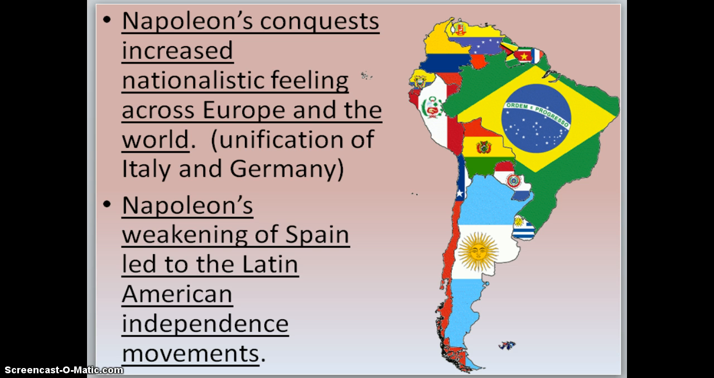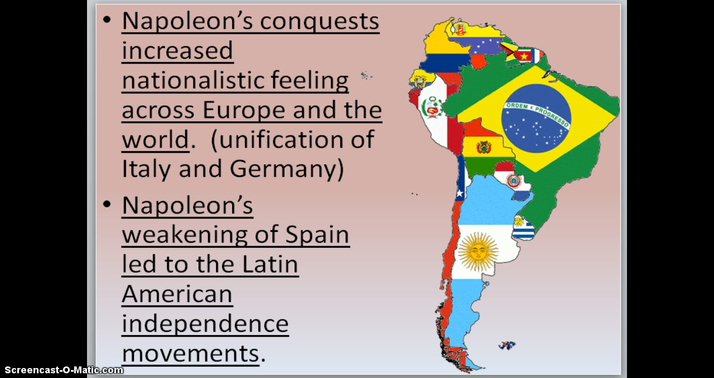One of the big effects was the nationalistic feelings that spread across the Atlantic Ocean into Latin America, South America, the Caribbean, because now these countries that had been ruled by their Spanish, French, and other European countries were saying, no, we want to be independent, we want to be the country of Brazil, we want to be the country of Argentina, Bolivia, Colombia, and they started to fight against their French, Spanish, and other countries ruling.